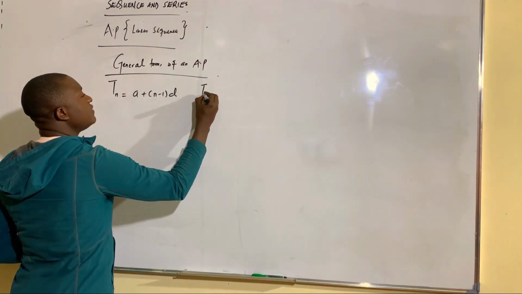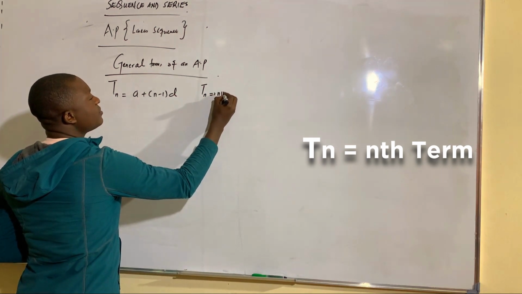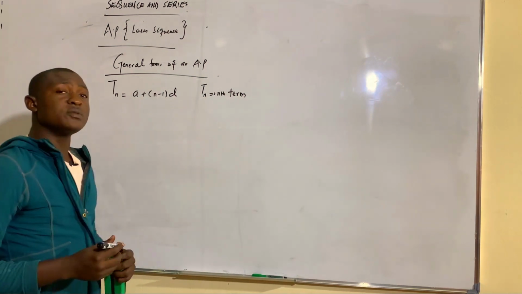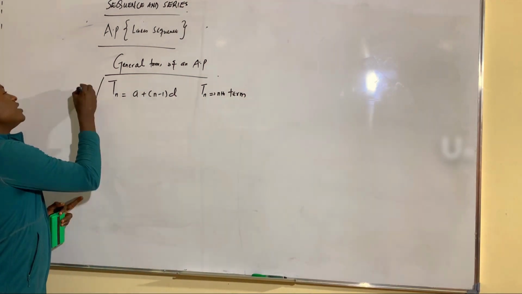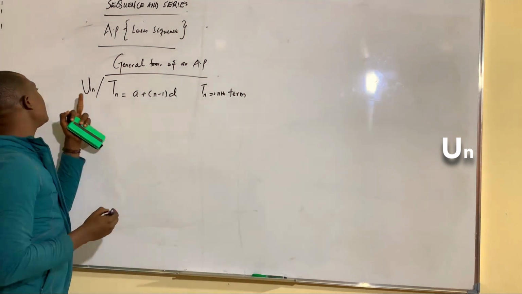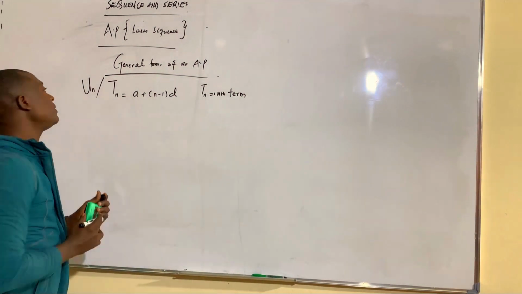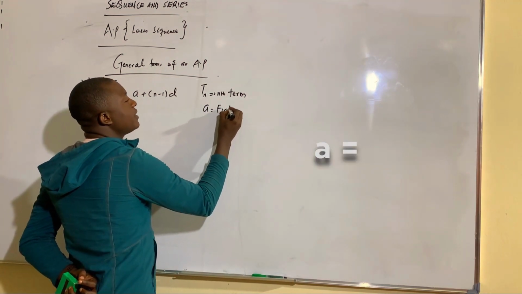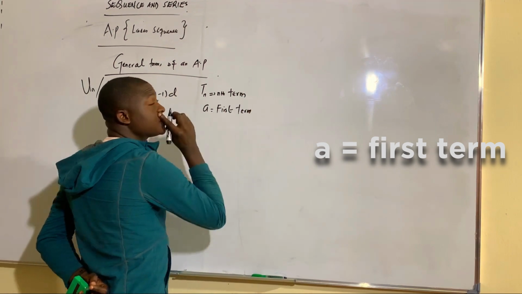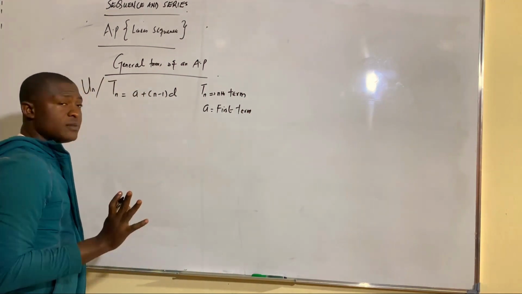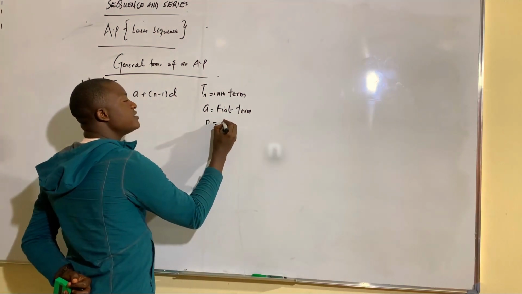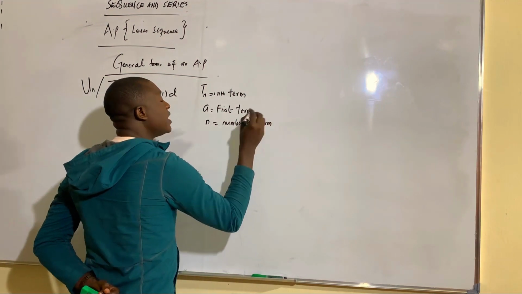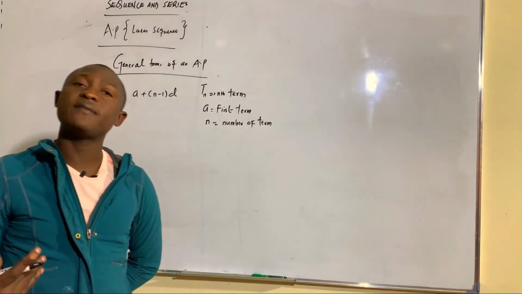Now, Tn simply means the nth term. Please take note of that. Whenever you see Tn, even if some textbooks use Un instead, it's still the same thing. Either they use this or they use this, they are still referring to the same thing. Now, a simply means the first given term in the sequence. n simply means the number of the term we are referring to, either the 7th term, the 10th term, or the 15th term.